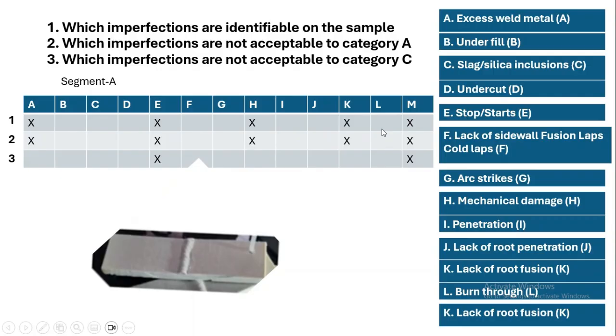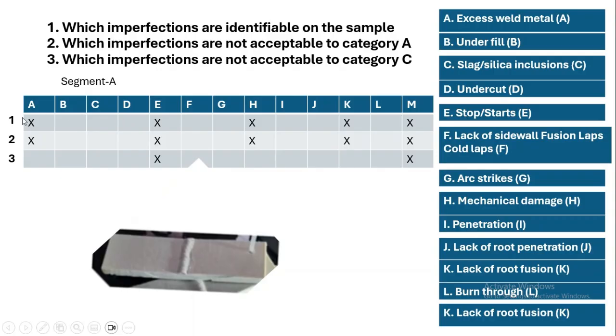So not all the defects will be present on the weld sample. Only some defects will be on the weld sample, so you don't need to worry about that. What are the defects you are noticing, you have to mention in the rough sheet. Then next one, you have to check with the criteria.